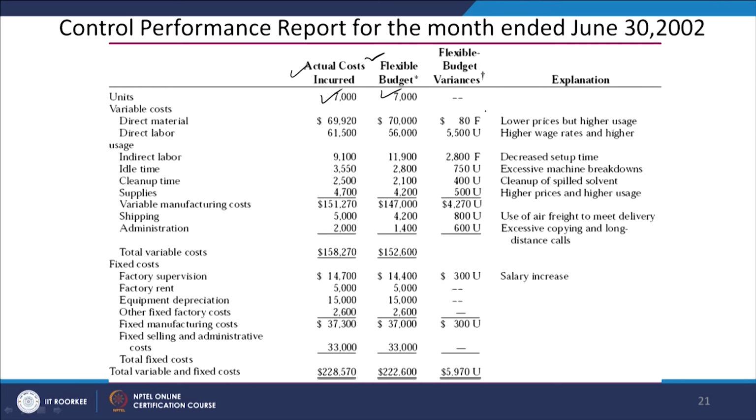Now we have to find out the reasons for that. In the last column the explanation is also given: lower prices but higher usage. What we anticipated is the price per unit of the raw material. The budgeted price we expected was higher, the actual price we paid was less. So we could have managed with a still much lower cost of material, but usage of the material somehow went up. So now we have to find out the reason for that.